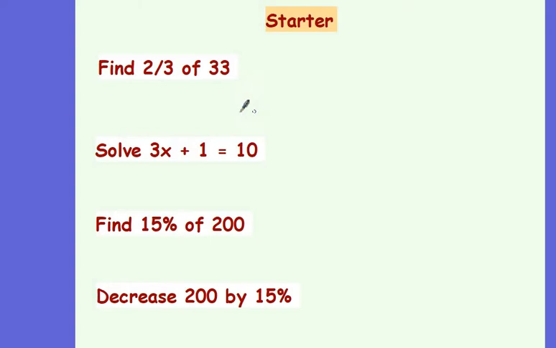Right, let's go through the answers. So to find 2/3 of 33, I'm going to start off by finding 1/3 by doing 33 divided by 3, which gives me what, Cassia? 11, lovely, thank you. But I want 2/3, so to find 2/3, I need to do 11 times 2, which gives me 22 altogether.